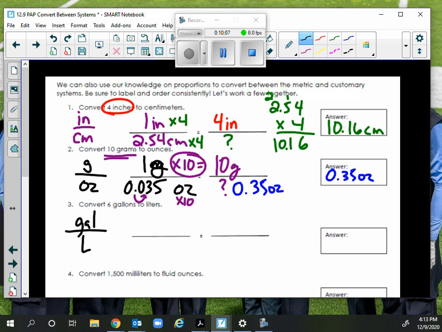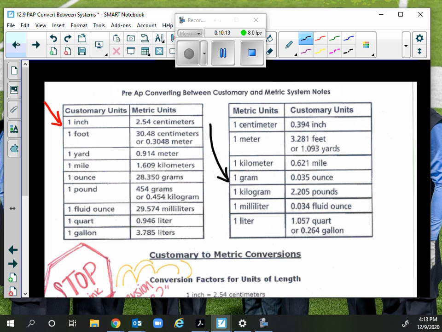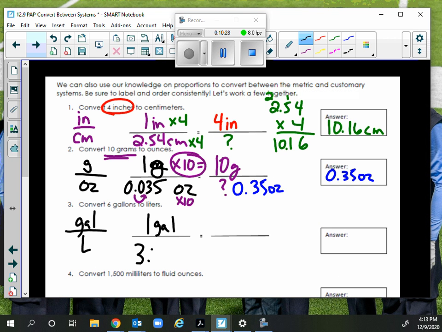So I've got to go back to my chart. I want to find the one that says 1 gallon is how many liters. Let's go back to my chart. Where do I see 1 gallon equals how many liters? Well, a gallon is a customary unit, so it's on this side. 1 gallon is 3.785 liters. I've got 6 gallons.